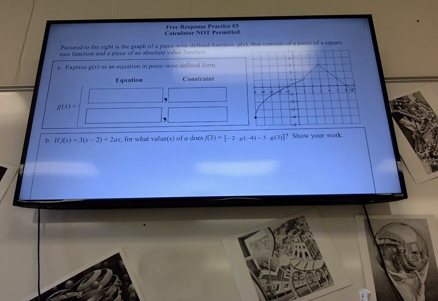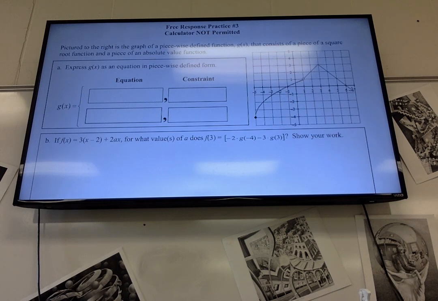So on the right, we have a piecewise function. And it consists of a piece of a square root function and a piece of an absolute value function. We know square root functions, what they look like. We know absolute value looks like a V. So A is we're trying to figure out what the equation looks like. And the constraint part is the domain.